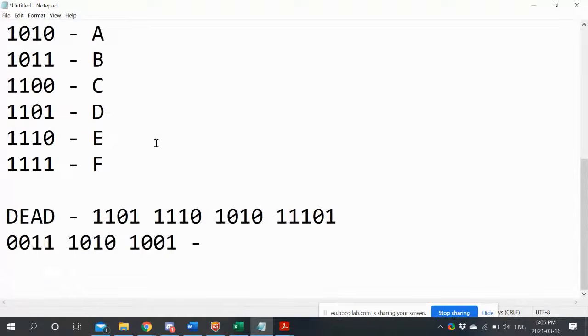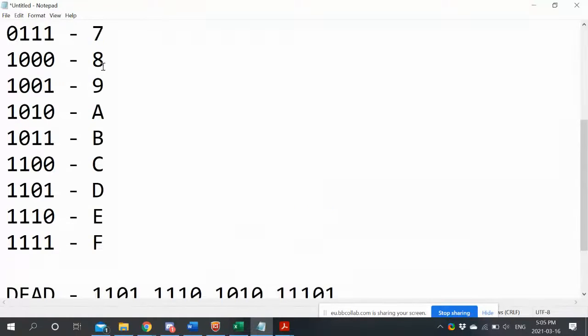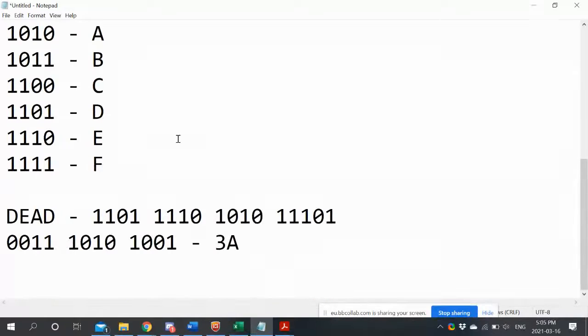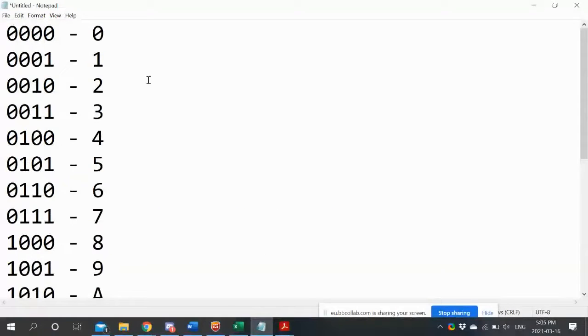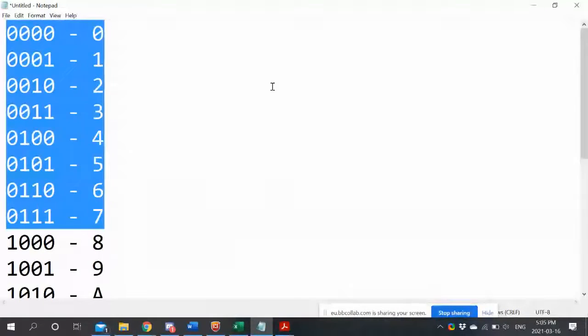It's going to give us 0, 1, 1. That's 3. 1, 0, 1, 0 we saw was 10, so that's A, and 1001 is 9. So that is the conversion from binary to hexadecimal, really, really easily. For octal, it's exactly the same, except you only use this portion of the table.